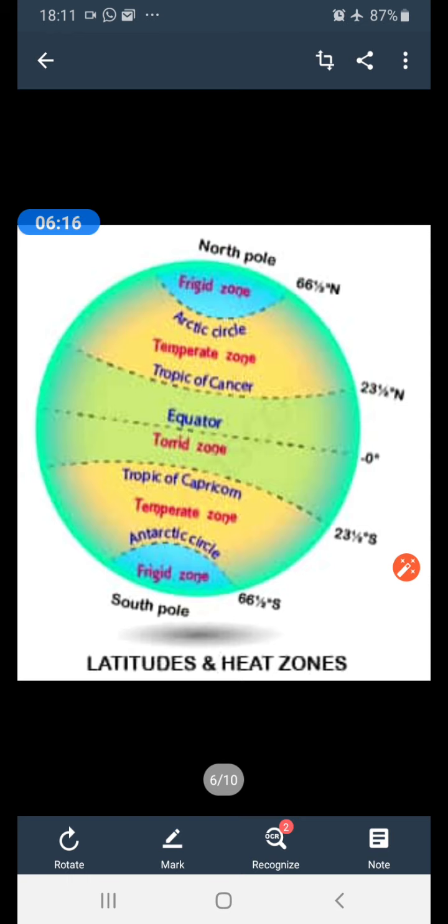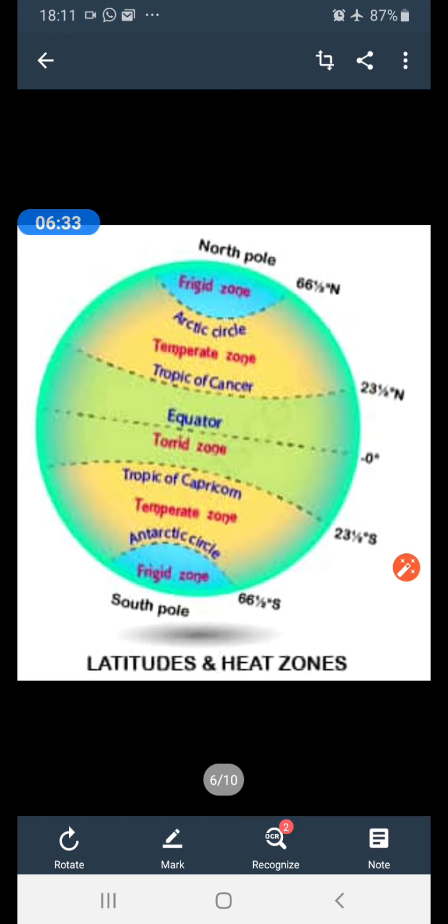Now this torrid zone lies between the equator and the Tropic of Cancer, 23.5 degrees north, and the Tropic of Capricorn, 23.5 degrees south. The sun rays are direct over this area, so this is the hottest zone.